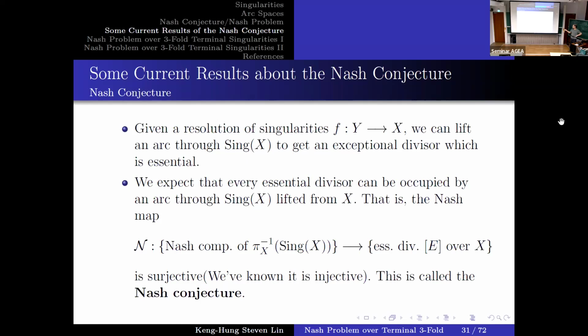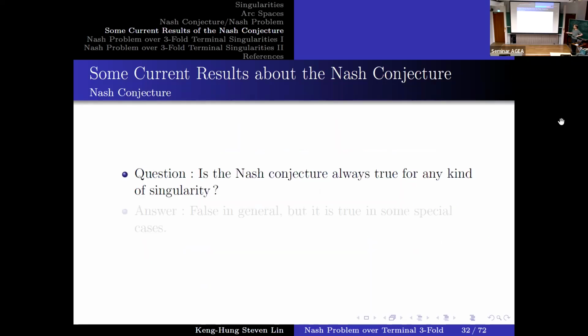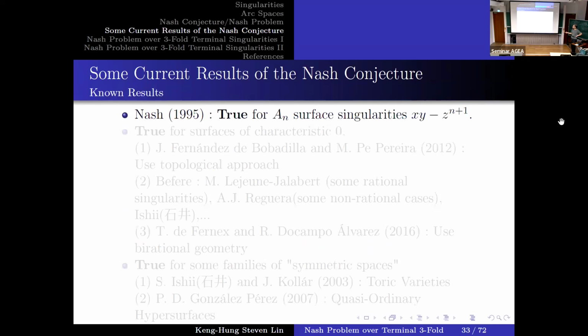Yeah. So the conjecture of surjectivity is called the Nash conjecture. Okay. So is the Nash conjecture always true for any kind of singularity? Fortunately, the answer is no, in general. But we still have some special cases that we can talk about. For the original Nash paper, the Nash conjecture is true for all A_n type surface singularities, xy minus z^(n+1).